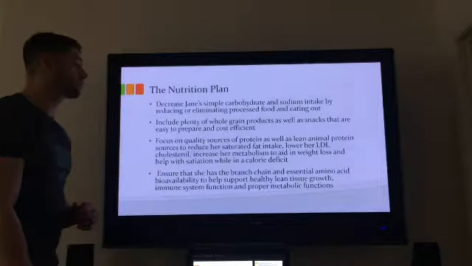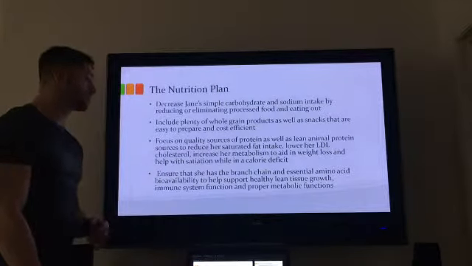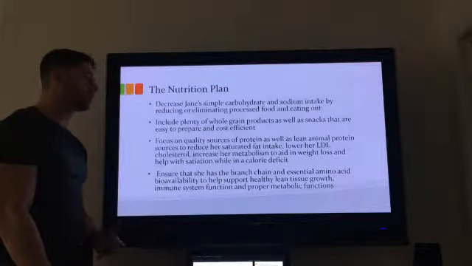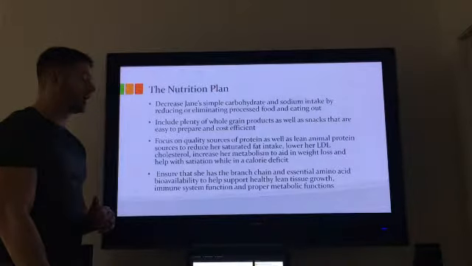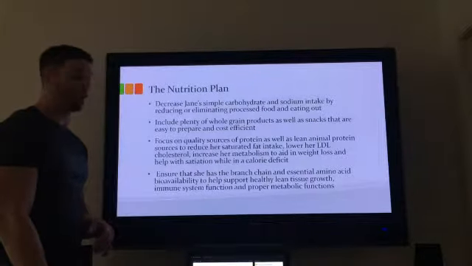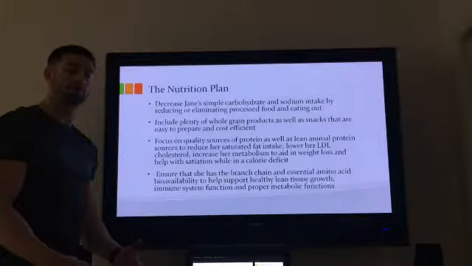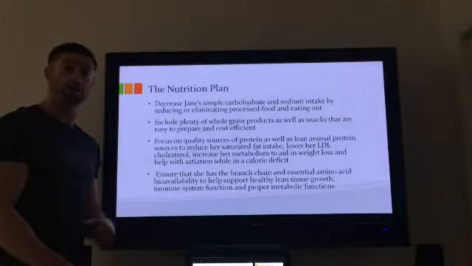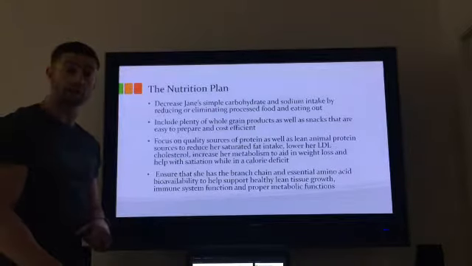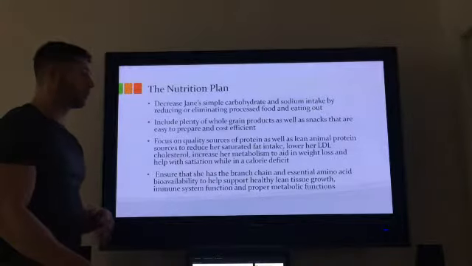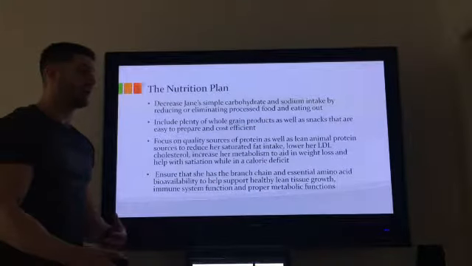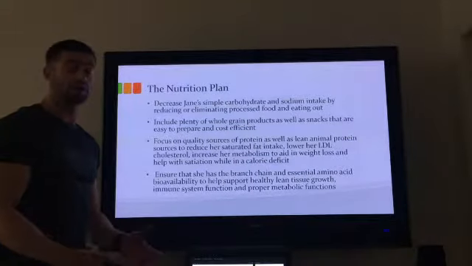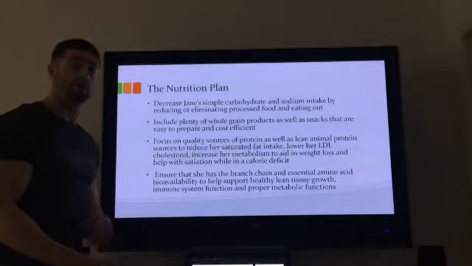We're going to focus on quality sources of protein as well as lean animal protein sources to reduce her saturated fat intake, lower her LDL cholesterol, increase her metabolism, and aid in weight loss by helping with satiation while in that calorie deficit. One of the big things that we find with people that are put into a calorie deficit is they feel like they're extremely restricted and they feel like they're hungry all the time. What we want to do is ensure that Jane can feel full when she does eat, even though she's getting less calories in. This also doesn't mean that we have to sacrifice volume, which we'll look at when we get to our meal plans.